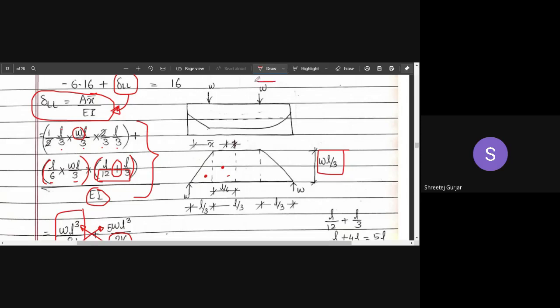This figure is given in the question, no problem. From this figure, we can draw the BMD also. Okay, we can draw, but what about this height? How have we found out this height? No idea. Can you try?